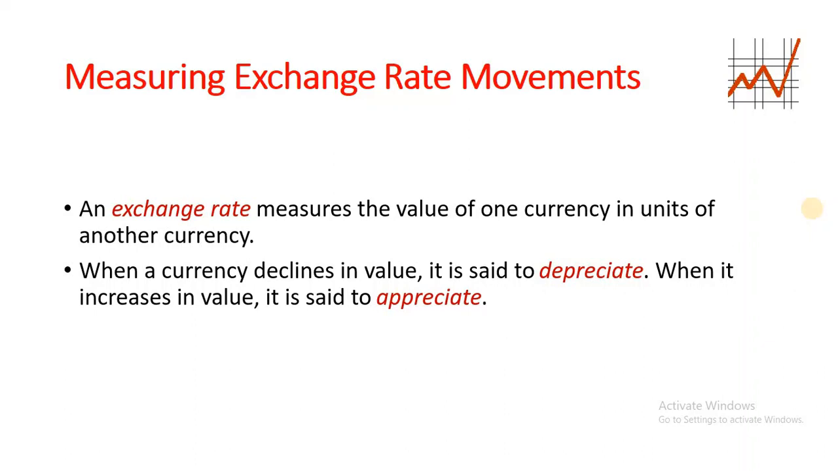When the value of a currency declines, we call it depreciation. And when the value of a currency increases, we call it appreciation. For example, assume that currently the value of $1 is equal to 85 taka. If the value of dollar decreases to 80 taka, we call it depreciation of dollar or appreciation of taka. Similarly, if the value of dollar increases to 90 taka from 85 taka, we'll call it appreciation of dollar or depreciation of taka.